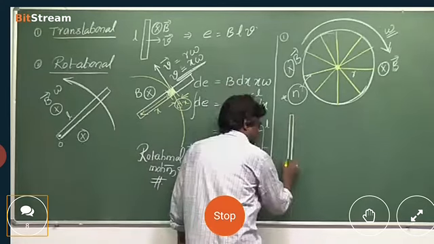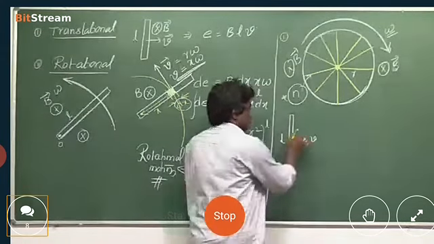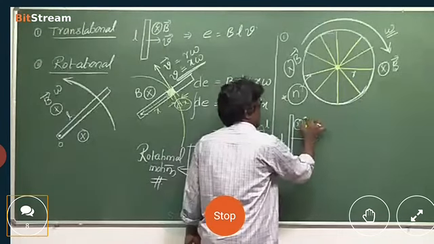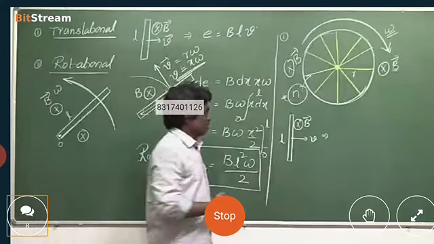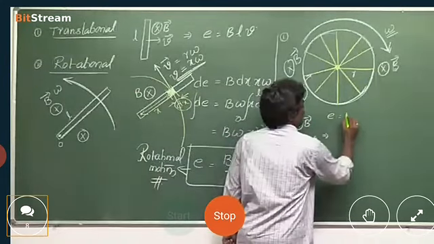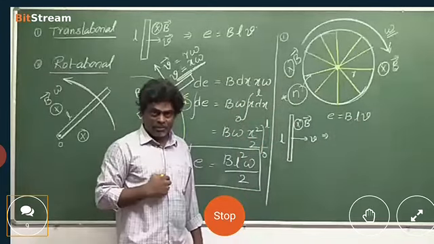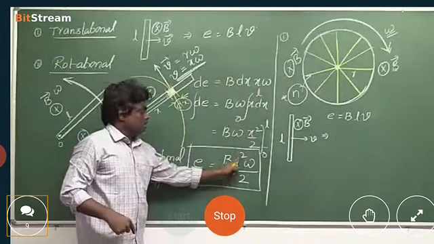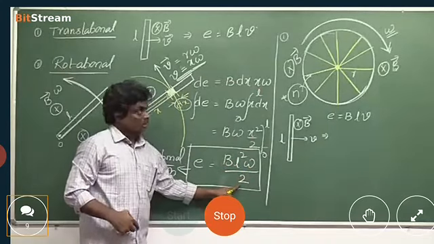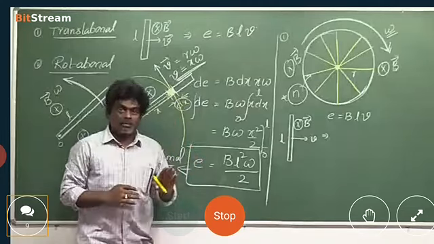This is a rod of length L, which is moving with velocity v in the presence of a magnetic field. Then you are saying there is an induced EMF. That induced EMF is equal to how much, Naina? BLV. This is what you have written. Good, for translational motion. If it is a rotational motion, B L square omega by 2. There are n rods, but still sir is saying same.